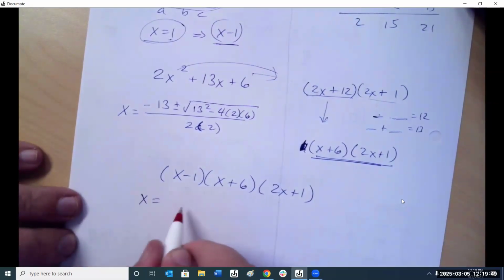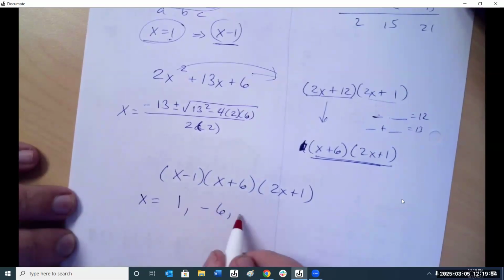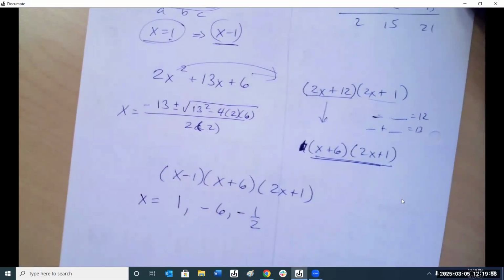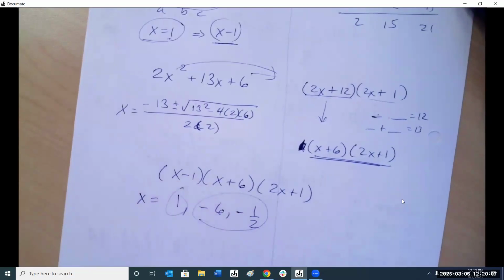Which tells me my solutions: +1, -6, -1/2. And remember what Descartes' rule of signs says? We're going to have 1 positive and 2 negative solutions.